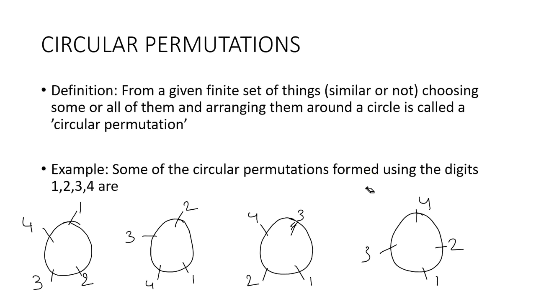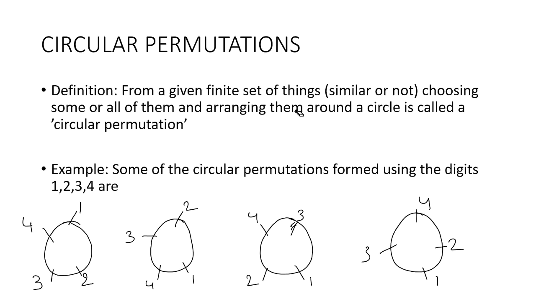For the sake of completeness, we will look into the definition of circular permutation. The main difference between circular permutation and linear permutation is, in a linear permutation we arrange things in a row, but in a circular permutation we arrange things in a circle. The definition is like this: from a finite set of similar or distinct things, selecting a few or all of them and arranging them in a circle is called a circular permutation.